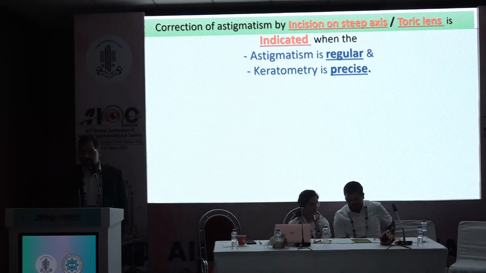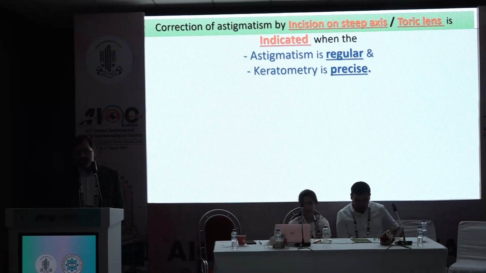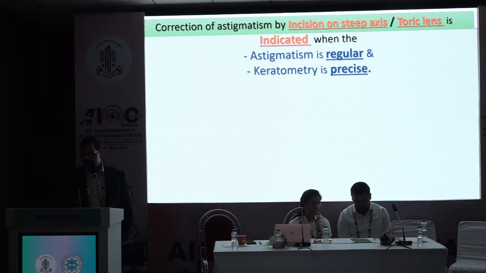So everyone can't access such high-end machines. Those who are not having high-end machines, how can they measure, and how can they decide whether I should put a toric lens in this patient or not? There are those who have only a manual keratometer and auto-K. So these are some points on when you can do the toric lens. You can do a toric lens when the astigmatism is regular and your keratometer reading is precise.